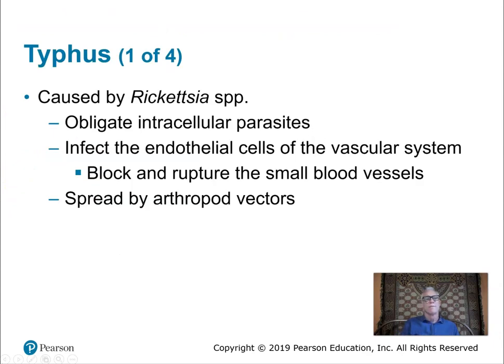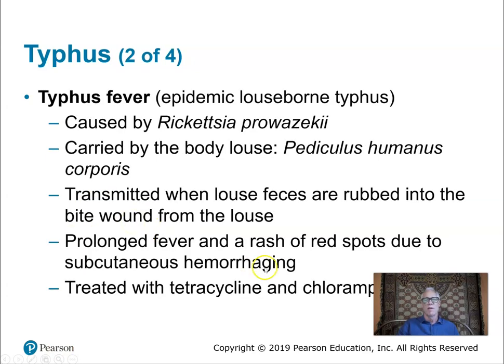Typhus, caused by Rickettsia species, just like we were just talking about, also obligate intracellular parasites. They infect the endothelial cells, the lining cells of the blood vessels that make up the wall of the capillaries, and they block and rupture the small vessels, and that causes a rash of tiny bleeds under the skin or in the skin. They're spread by arthropod vectors.